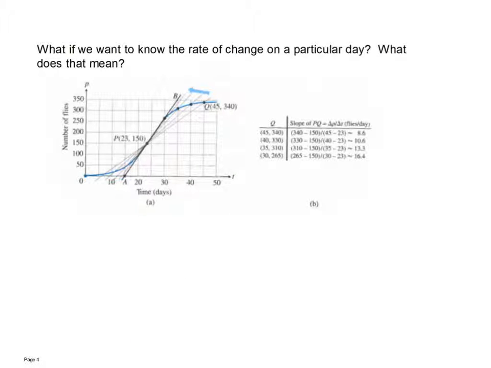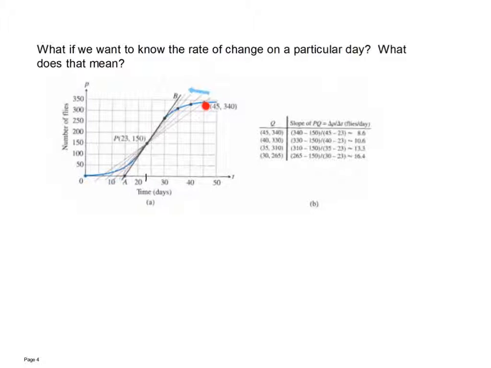Now, what if we want to know, on our fruit fly problem, about the rate of change just on a particular day, like the 23rd day, right here at P? What if I want to know that rate of change? I'm basically asking about the slope right at that point. So we have to talk about tangent lines.